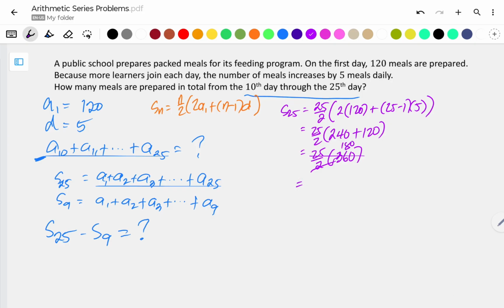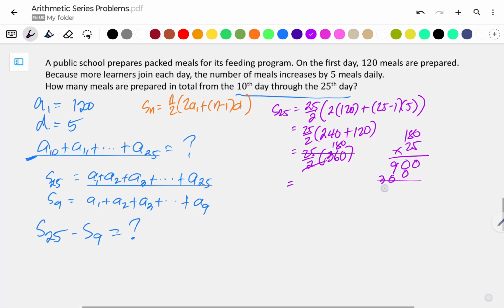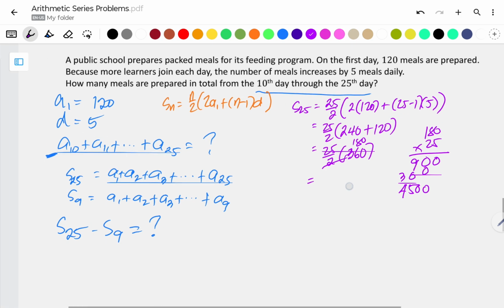180 times 25 is 4,500. So 4,500 is the S sub 25.